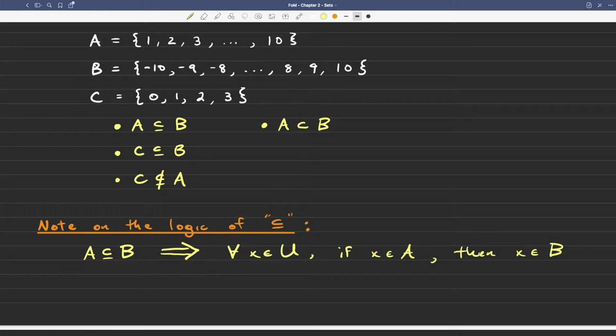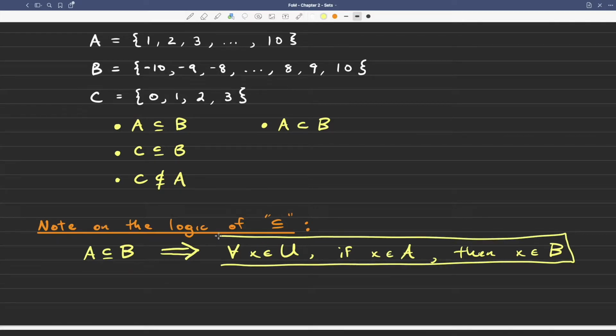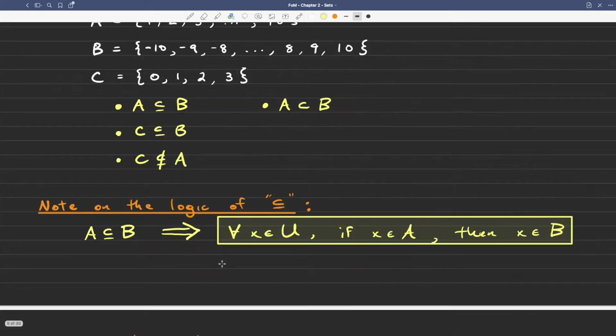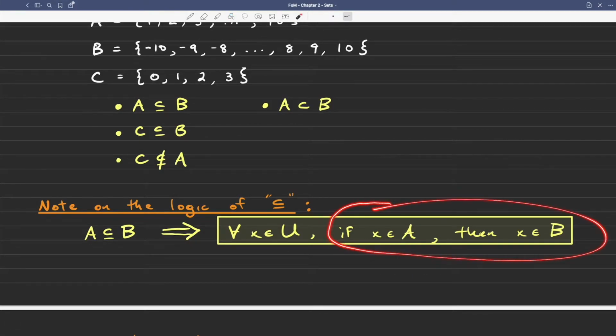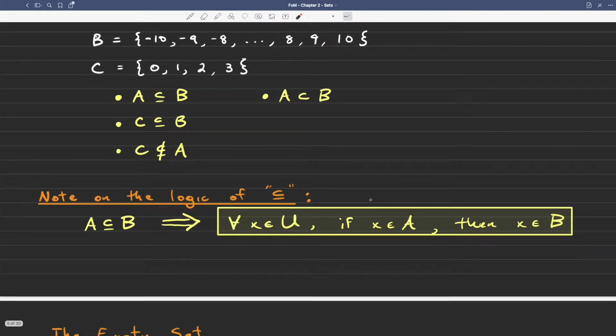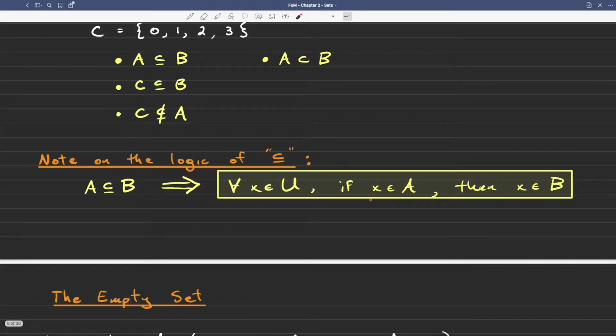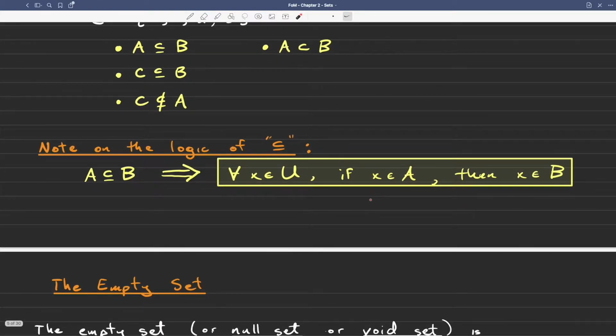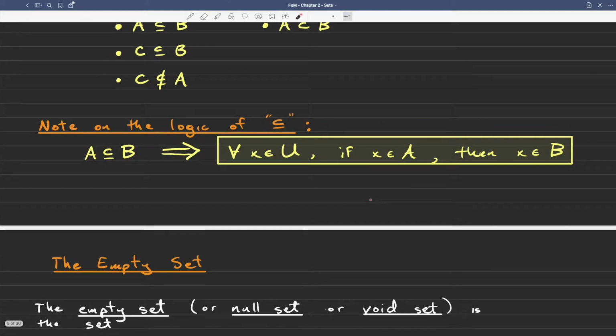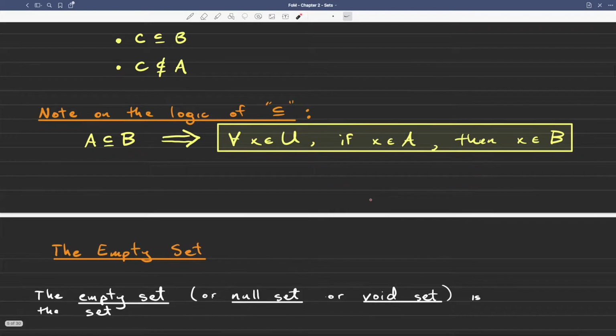So this logic right here is super important because we'll be needing to use this logic whenever we're doing proofs involving set containment. It's a conditional statement, right? That's universally quantified. So we know how to prove these things. We worked on proving universally quantified statements in the past. Basically, proving containment comes down to picking an arbitrary element of A and then arguing that that same element is in B. But we'll come back to that in just a moment.